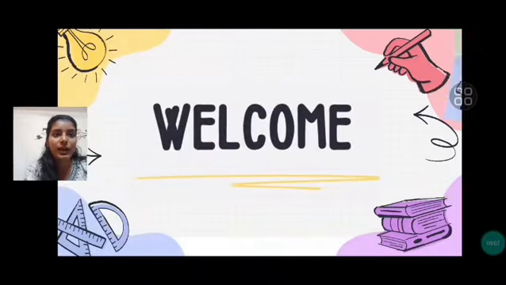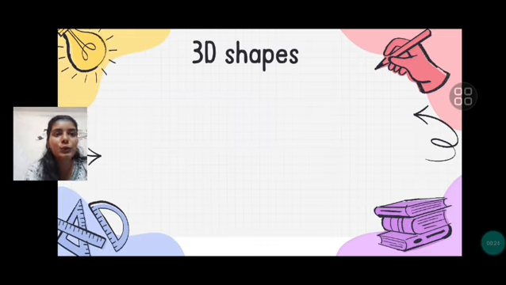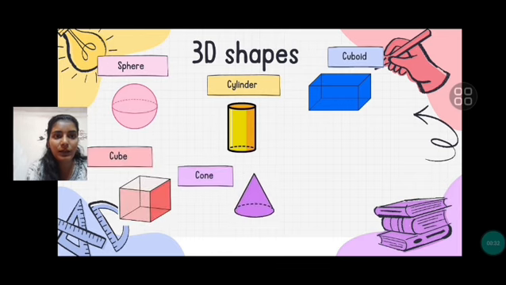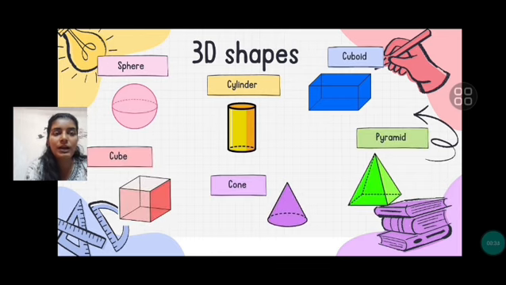So today we are going to discuss some shapes. Before that, you must be familiar with the two-dimensional shapes such as square, rectangle, triangle, trapezium, parallelogram, etc. So what about three-dimensional shapes? We have so many 3D shapes, right? For example, we have a sphere, cylinder, cuboid, cube, cone and pyramid. These are all three-dimensional shapes. And today we are going to deal with the surface area of a cylinder.